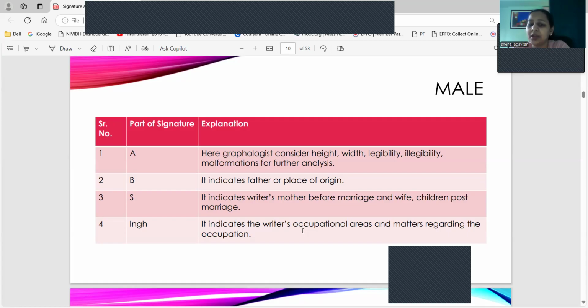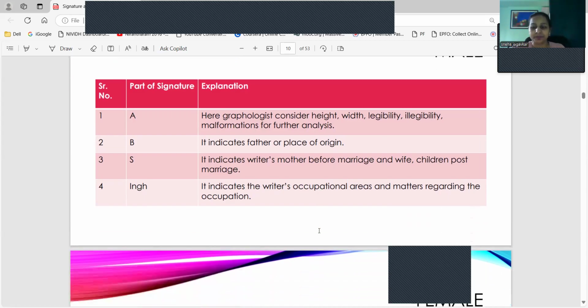So over here, when I'm saying it indicates the writer's occupational areas, it means whether the person is in a good profession or a bad profession, whether the person is trying to act smart in their occupation, or purposely trying to play dumb in the profession. These are the things we get to know from the fourth part. So we won't be understanding the person's profession or occupation itself. Let me be very clear about this.